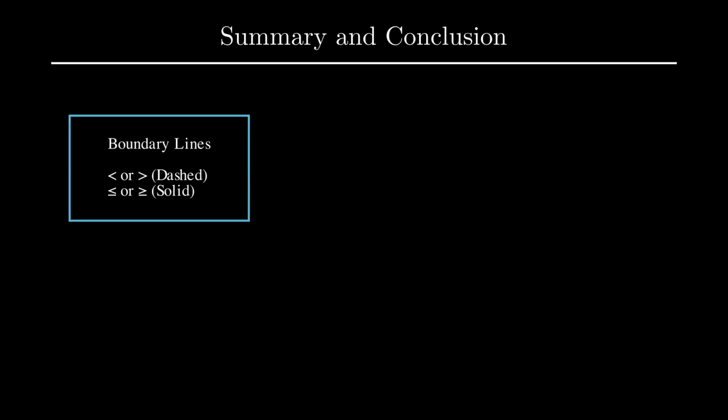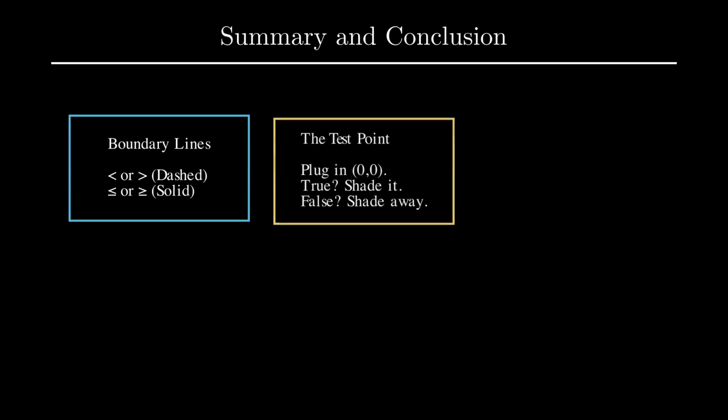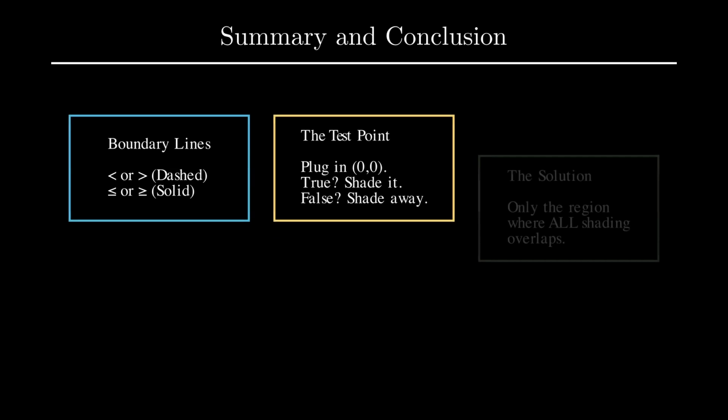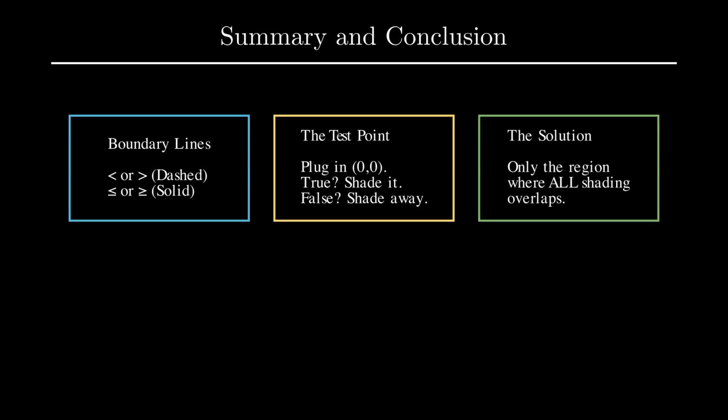Finally, the summary and conclusion. To sum everything up, always look at your inequality symbols to determine if your boundary line should be dashed or solid. Use the origin as a quick test point to figure out which direction to shade, and remember that the true solution to a system is strictly the region where all the shading overlaps. Once you master the direction of the shading, the rest of the problem is just basic geometry.